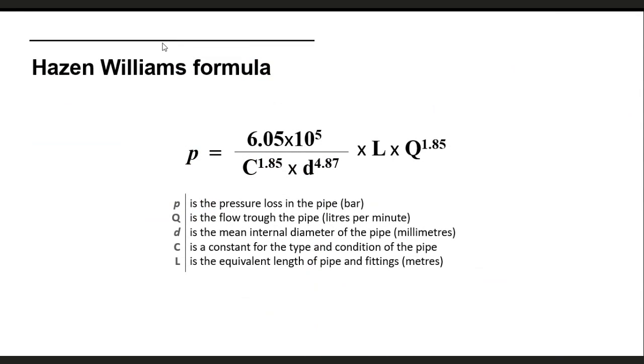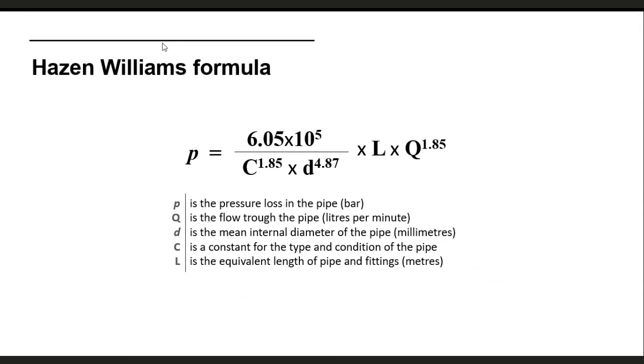P is the pressure loss in the pipe in bar. On the top of that line, 6.05 times 10 to the 5 is a constant. That's just a number. We have Q, which is the flow through the pipe in litres per minute. As the flow increases, frictional loss will also increase. Makes sense. D is the internal diameter of the pipe in millimeters. So again, the bigger the pipe, the smaller the pressure loss, because D is on the bottom of that section, so that's a dividing thing.